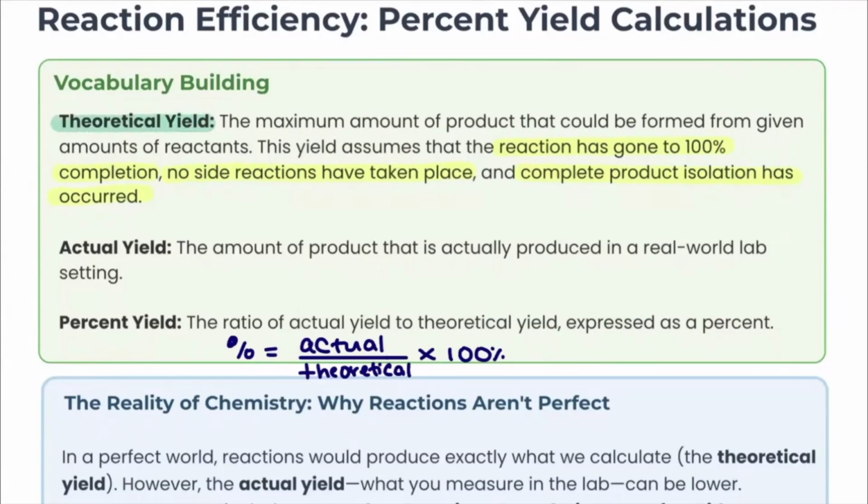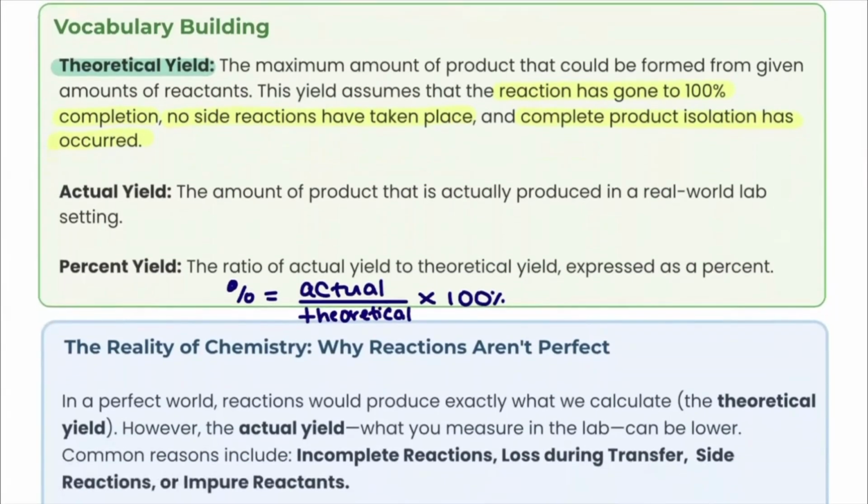You see, some common reasons for low percent yields include the reaction didn't fully complete, right? It went to 75%, 90%, 50%. Maybe product was lost during transfer, maybe when you were filtering it, decanting it, pouring it into another beaker. Some side reactions happened, right? So some cross contamination from the previous lab, maybe. Impure reactants, maybe the product was not fully dried. So these are some common reasons for getting a percent yield that's pretty low.